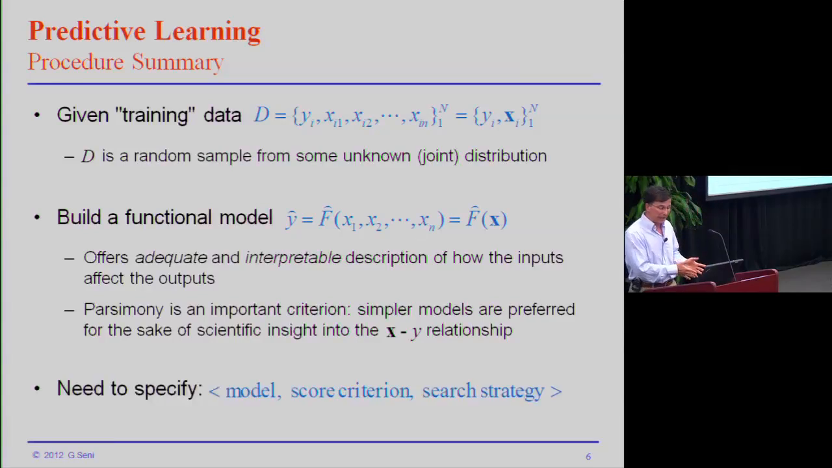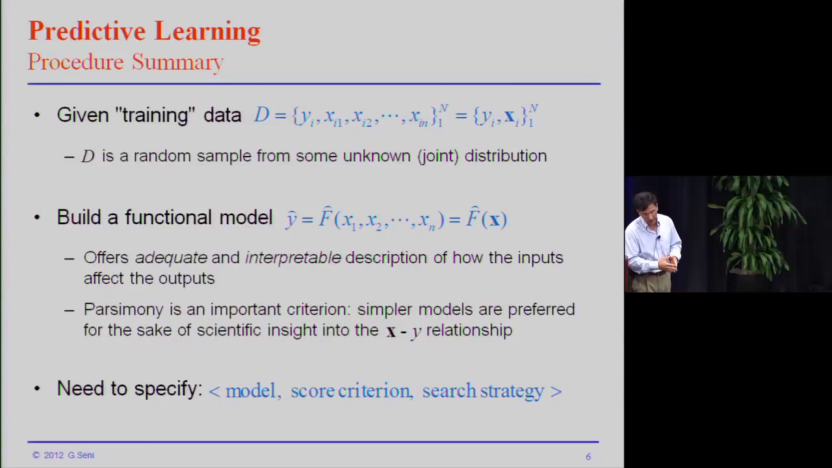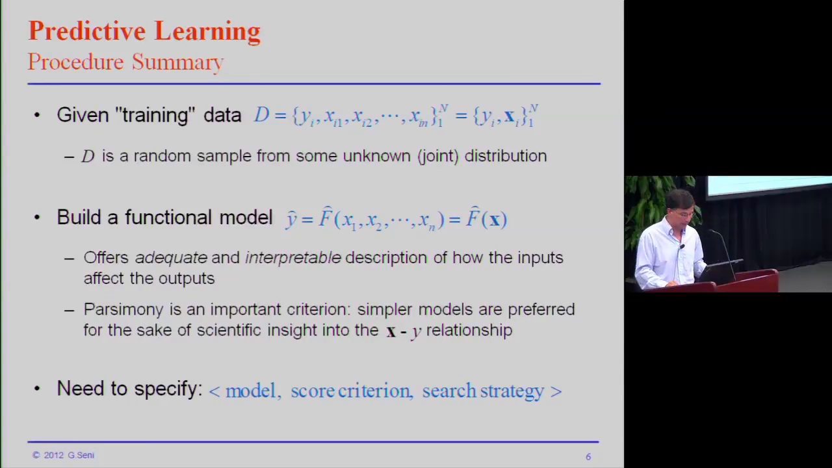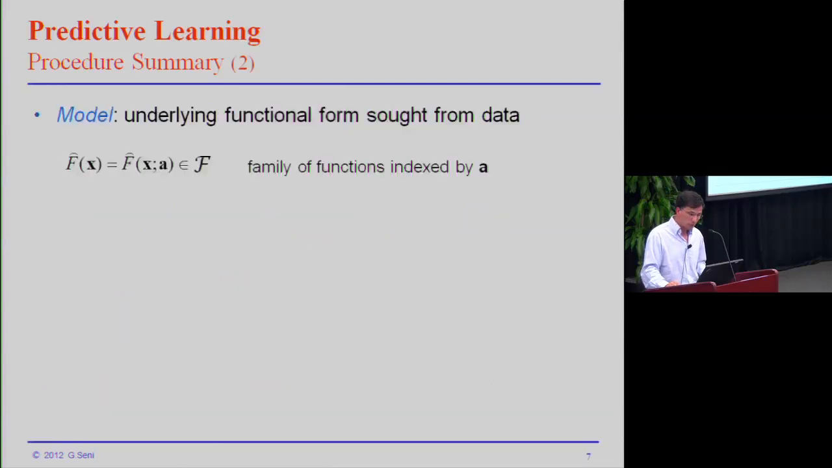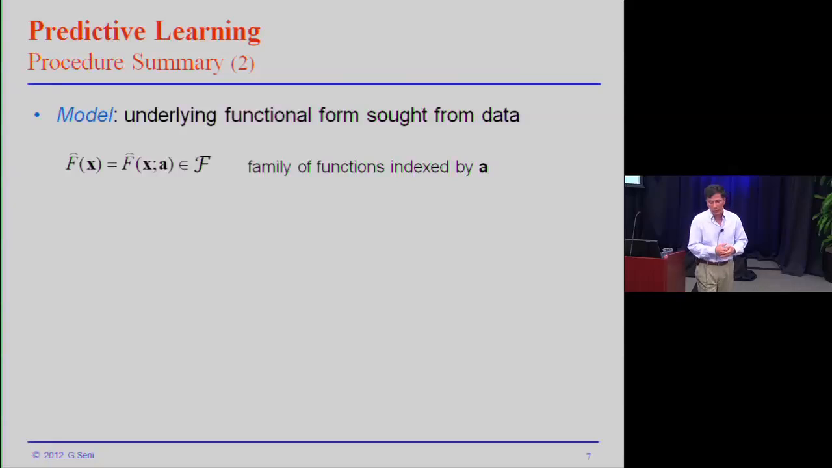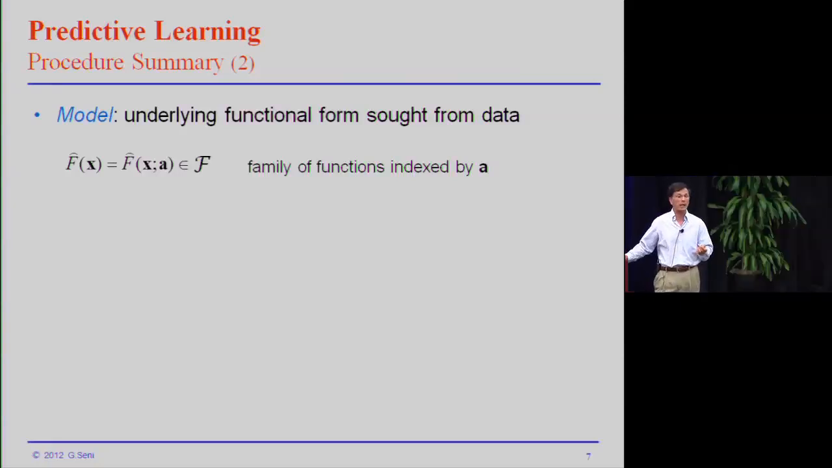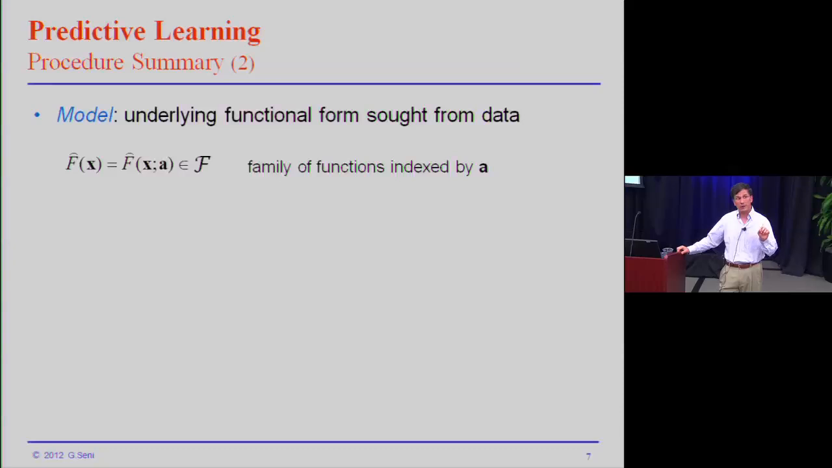Then once we have the data, we want to specify as well a model, a score criterion, and a search strategy. The model is the functional form that we're seeking from the data. In the discussion tonight, the functional form is going to be linear. But because the predictors, the x's, can be the original measured variables or functions derived from them, the framework is quite general.